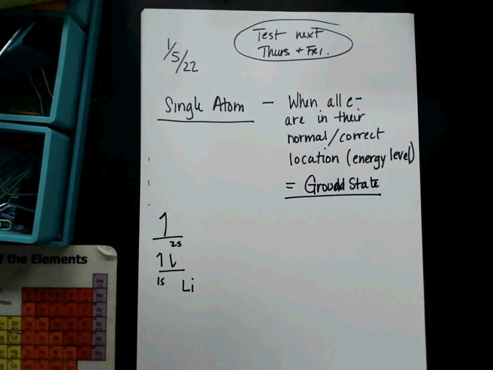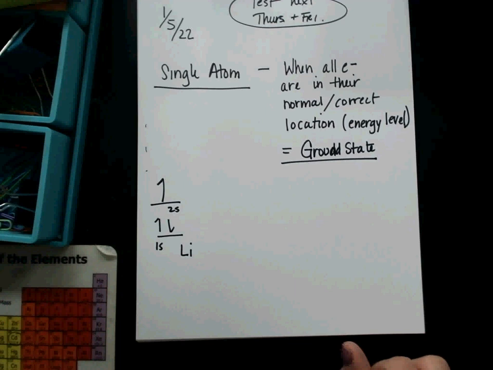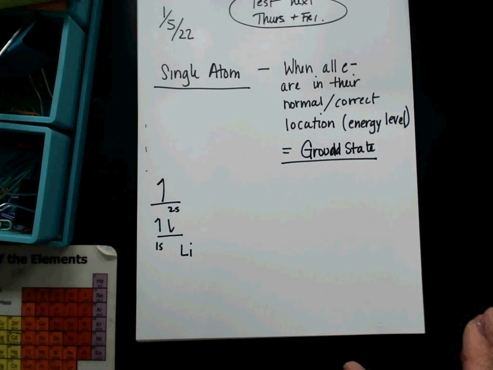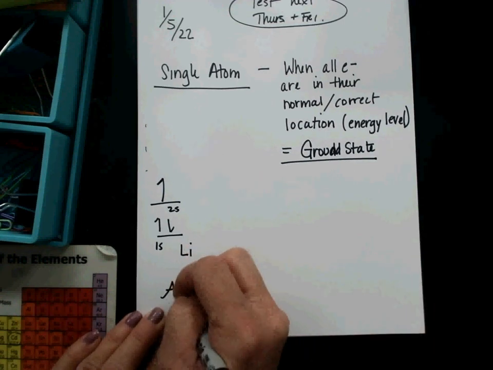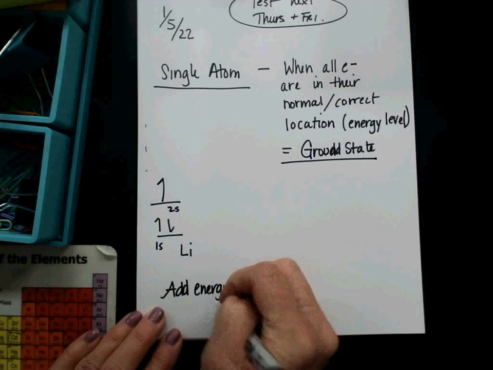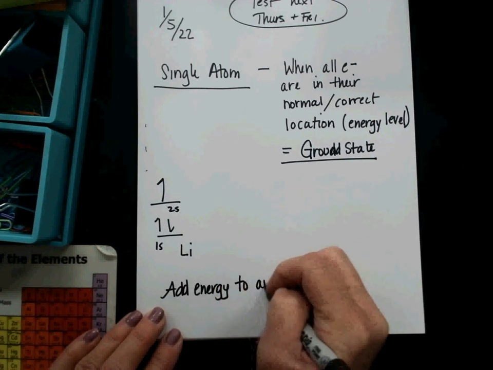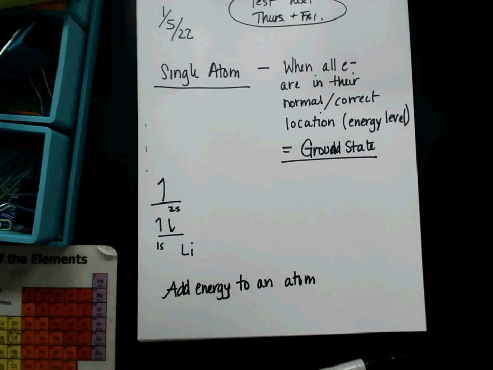that would be lithium in its ground state. Everybody's where they're supposed to be. Now what we often do to different atoms to produce something that we want is we add energy to them. And when we add energy to an atom, it causes them to change.